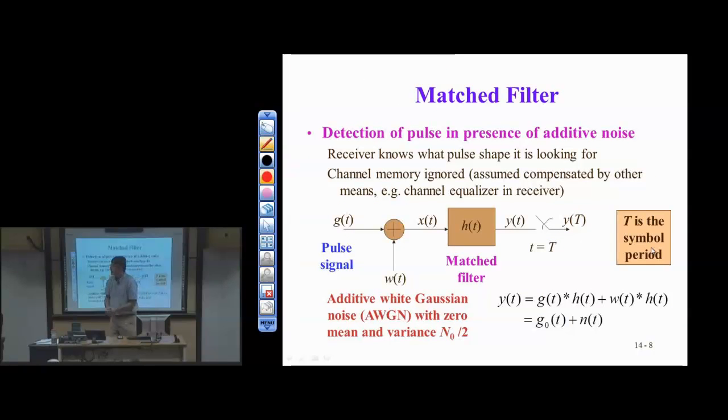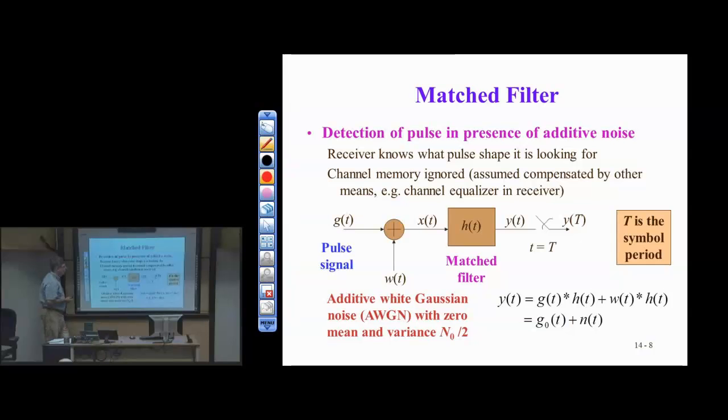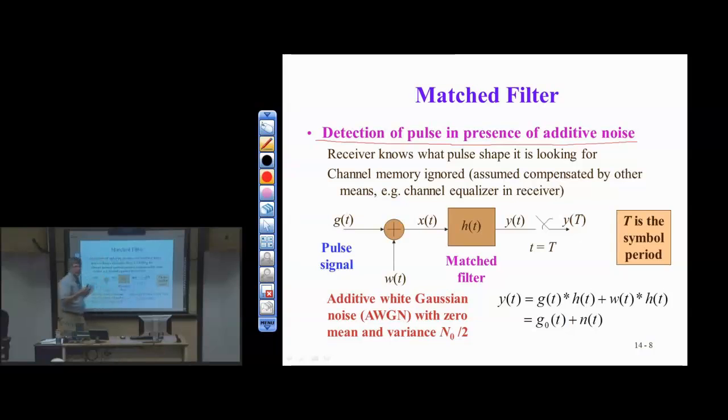Okay, so let me set up the discussion for the next part. If I now zoom into the receiver and talk about the matched filter design, the matched filter has a very important job to do. It is going to help the detection of a pulse, and this pulse could be a rectangular pulse, truncated sinc, truncated raised cosine, or Gaussian. So it's the detection of a known pulse in the presence of additive noise.